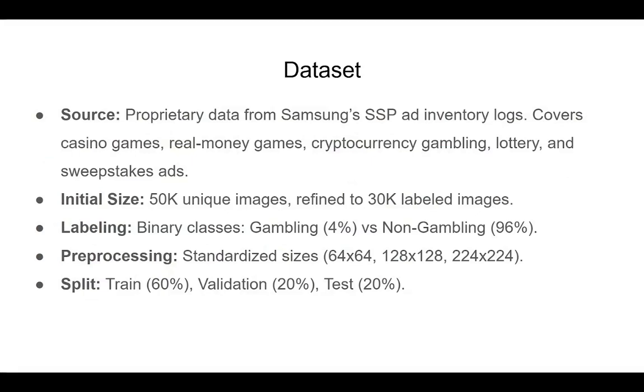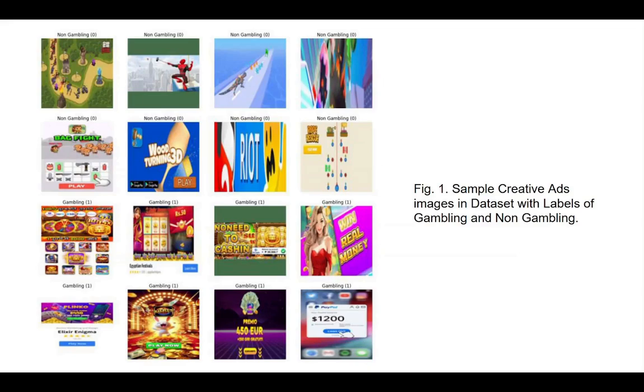We used Samsung's SSP ad inventory logs for dataset preparation, and it covered a variety of gambling images like casino games, real money games, cryptocurrency, gambling, lottery, etc. We had around 30,000 labeled images, out of which 4% were gambling and 96% were non-gambling, just like in the real world. We did a train, test, and validation split with a 60-20-20 ratio. Here is how the sample gambling and non-gambling images within our dataset look.